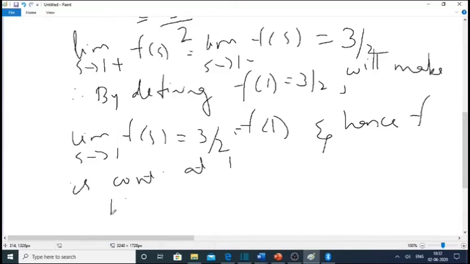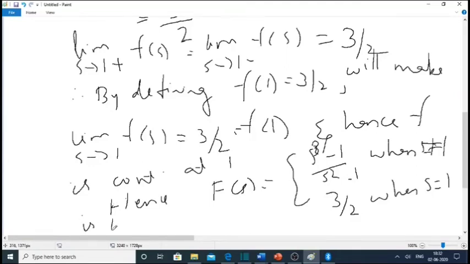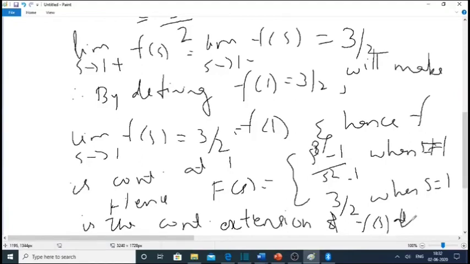Hence f of s equal to s square plus s plus 1 by... s cube minus 1 by s square minus 1 when s not equal to 1, equal to 3 by 2 when s equal to 1, is the continuous extension of small f of s to s equal to 1. The problem 7th one.